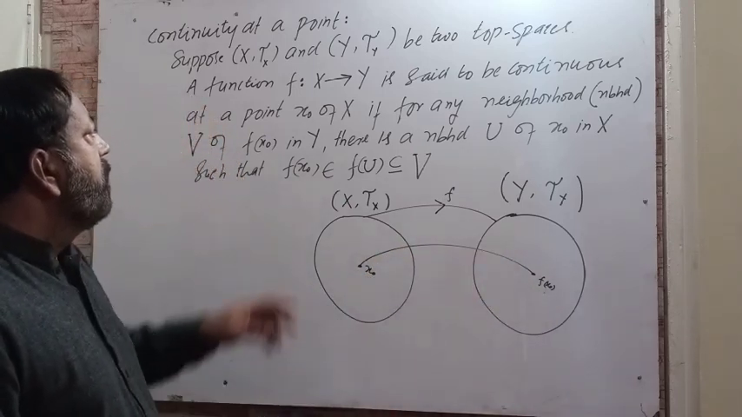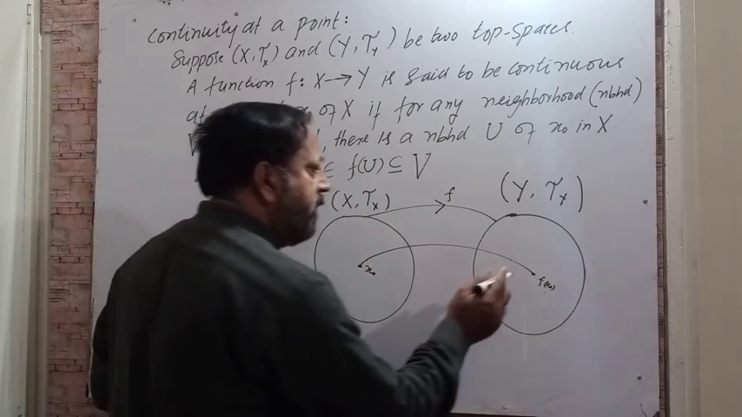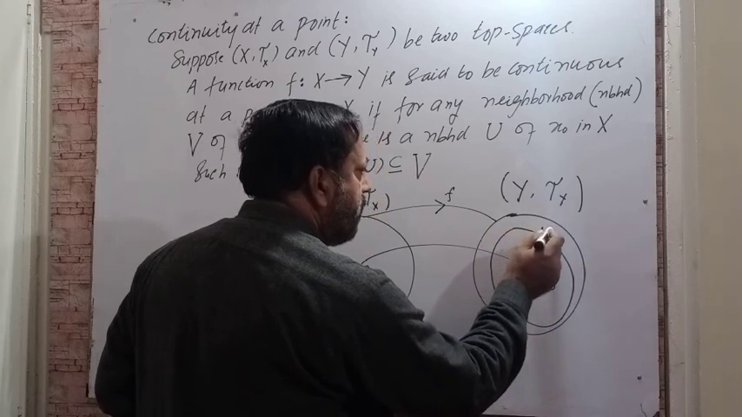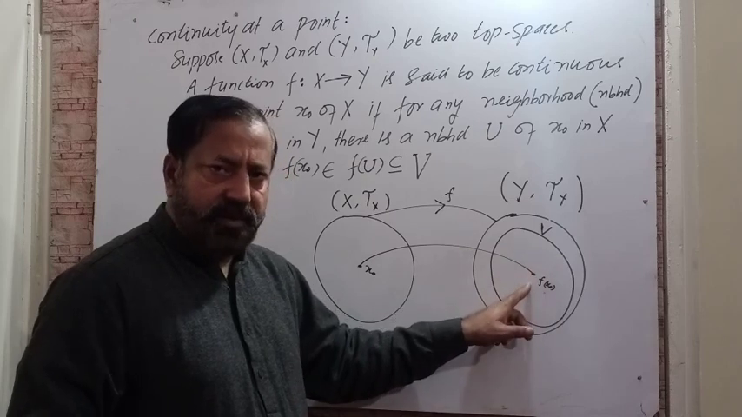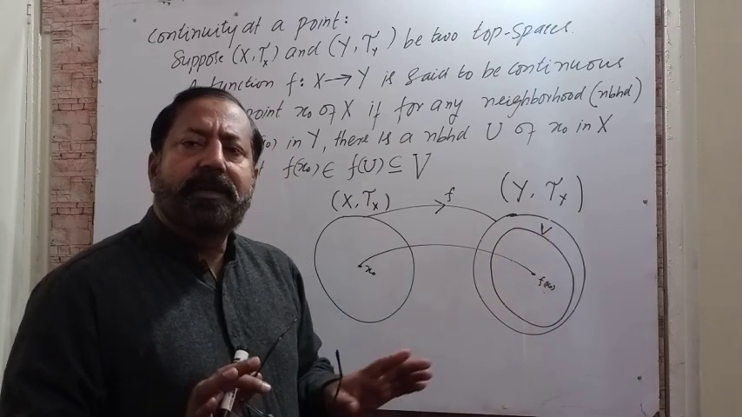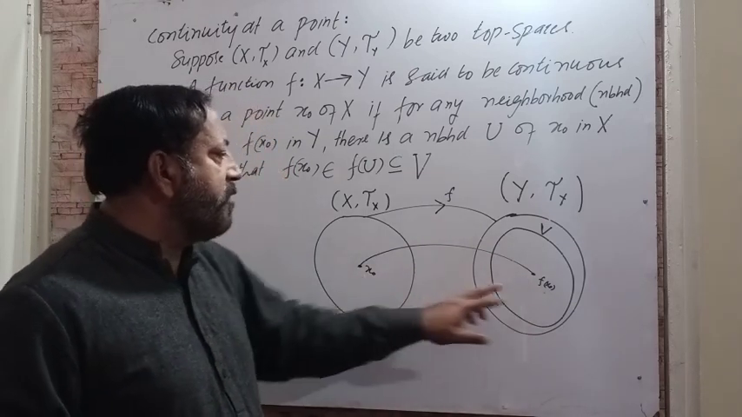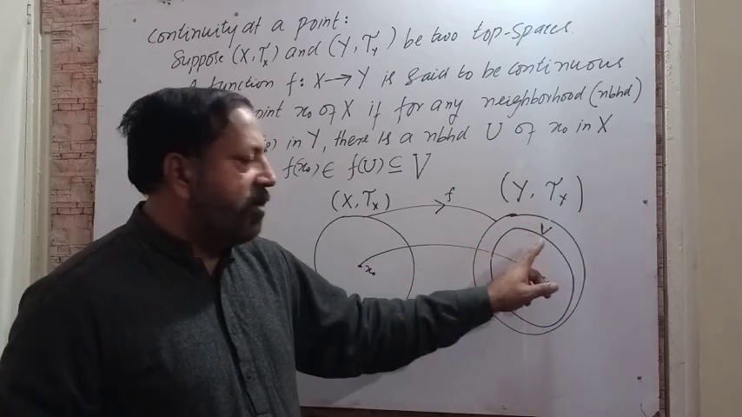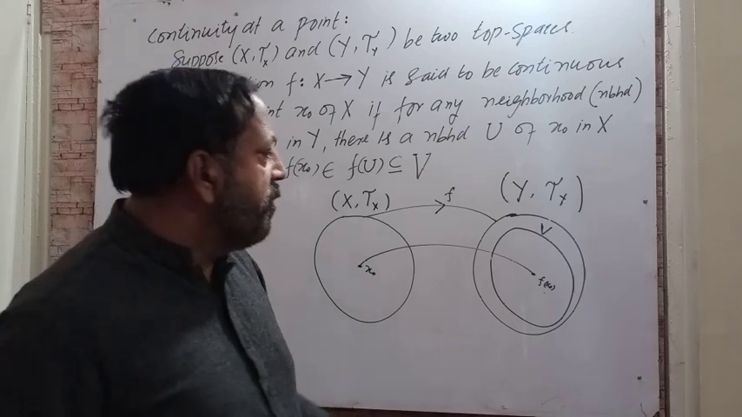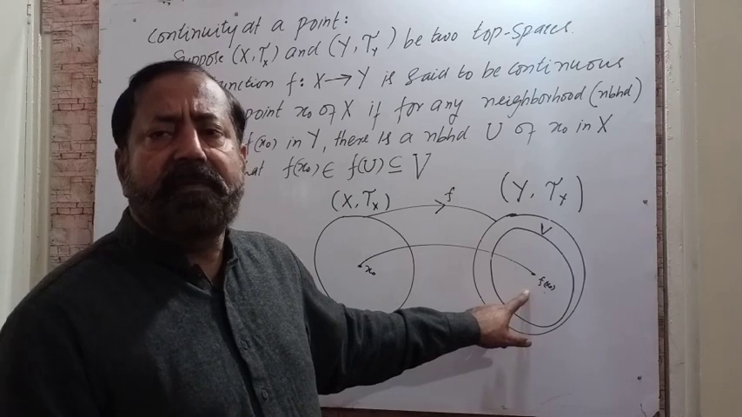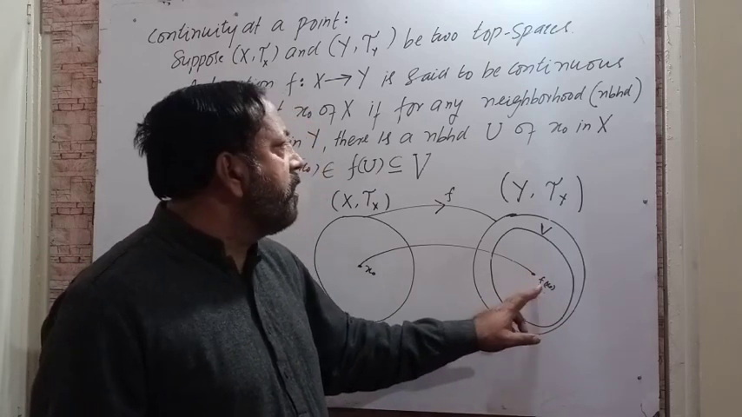Now the idea is, take a point x₀ of X. If for any neighborhood V of f(x₀) in Y, whether this neighborhood is open or closed, I am not concerned for now. You are just taking a neighborhood of f(x₀), which is the image of x₀. Here V is not a fixed neighborhood. You may have more than one neighborhood of f(x₀), a neighborhood family, many neighborhoods V1, V2, V3, V4. That's why we are saying "for any."